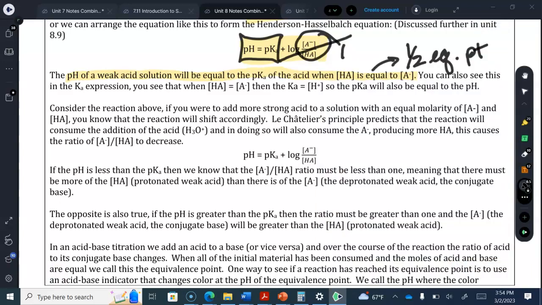You can also see this in the Ka expression. You see that when HA is equal to A-, then the Ka is equal to the hydrogen ion concentration. So the pKa will also be equal to the pH.